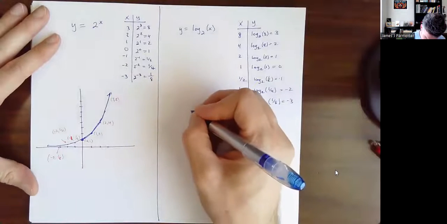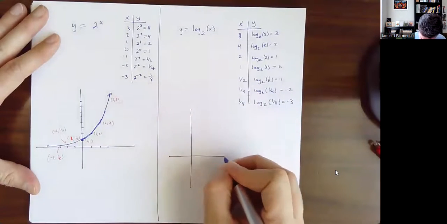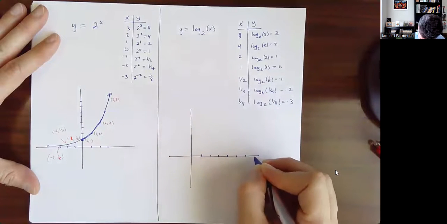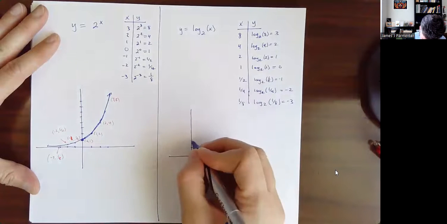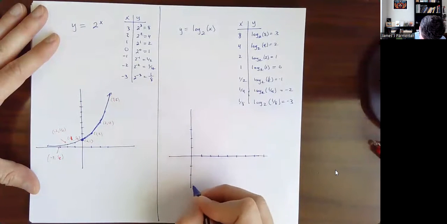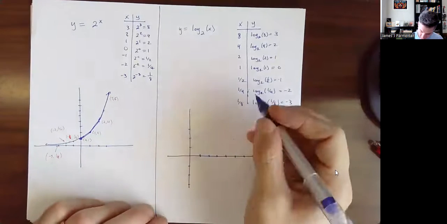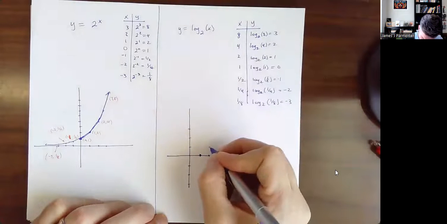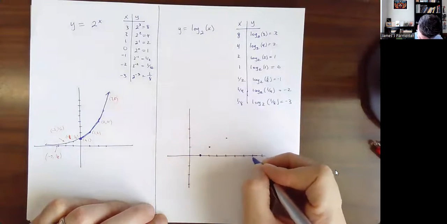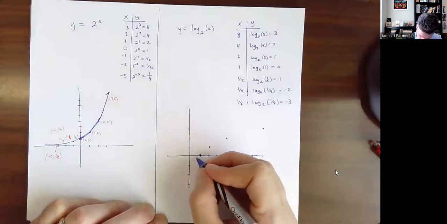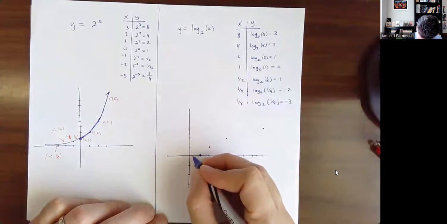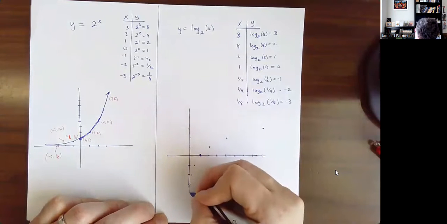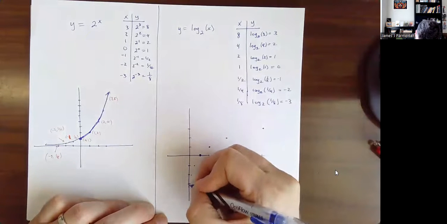So then if I want to graph this, I've got my points 1, 2, 3, 4, 5, 6, 7, 8, and then 1, 2, 3, and -1, -2, -3. Let's start here with (1, 0), then (2, 1), then (4, 2), and then (8, 3). I've also got the points (1/2, -1), (1/4, -2), and (1/8, -3). So here's how this thing is looking. It's kind of hard to graph.